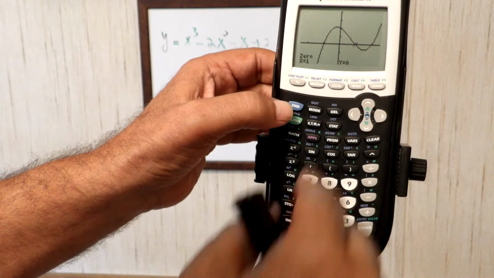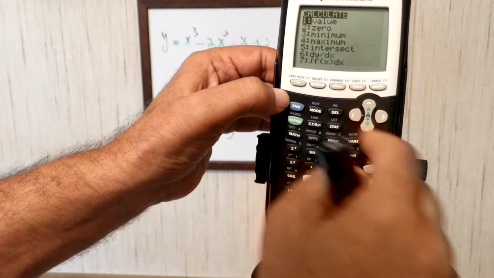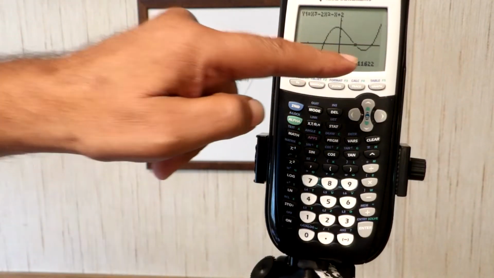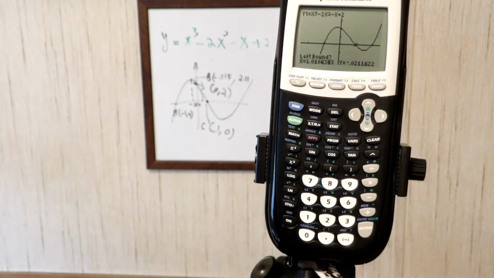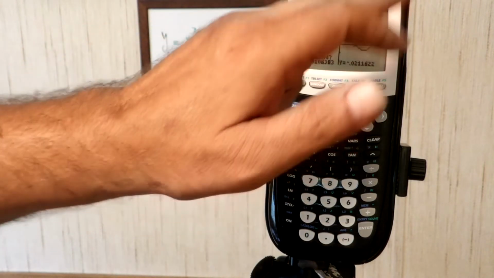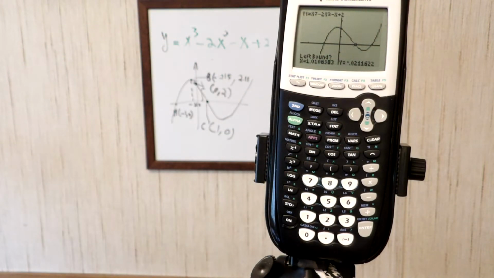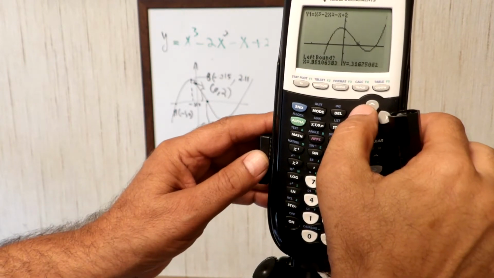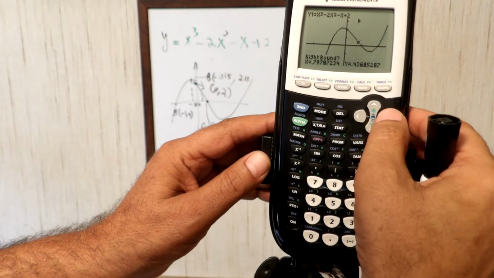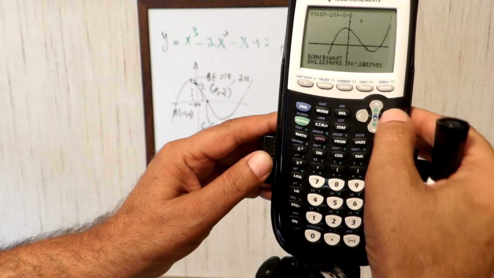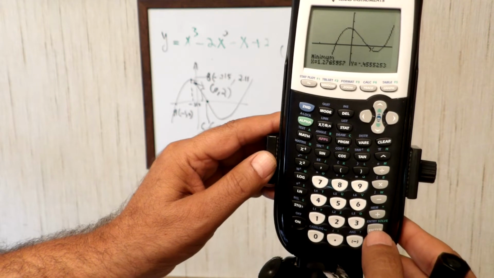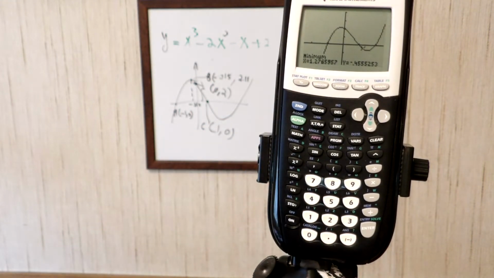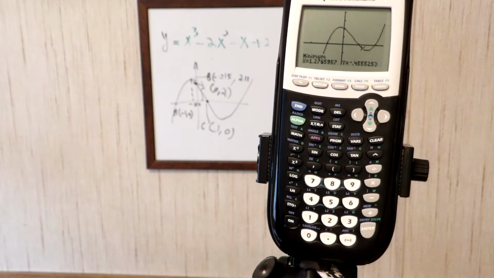Next is going to be the minimum. Find the minimum. This is the minimum point, where it opens upward. It asks for the left bound of this, and let's find this point too, and the right bound, and then we say the minimum is 1.27, minus 0.45.